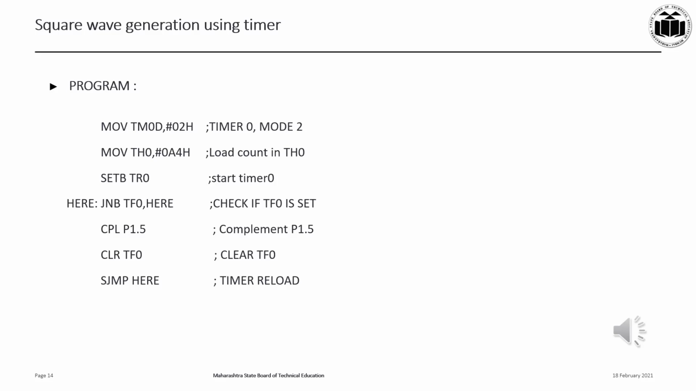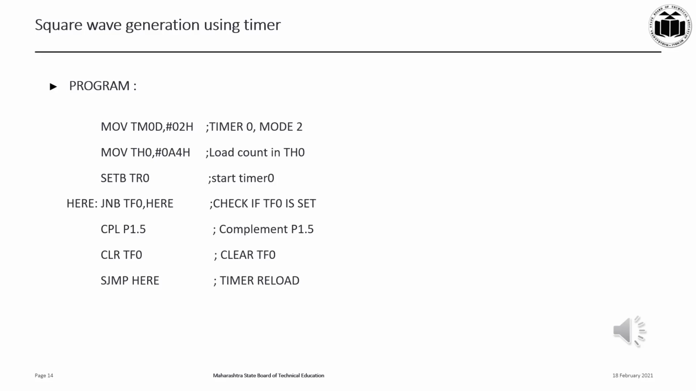The first instruction, MOV TMOD, #02H, configures timer 0 in mode 2. In the previous slide we have calculated the count to be loaded as A4H. So MOV TH0, #0A4H loads the 8-bit count in the TH0 register. SETB TR0 starts timer 0. As soon as timer 0 is started, the value from the TH0 register gets loaded in the TL0 register and the TL0 register starts incrementing by 1 upon every machine cycle.